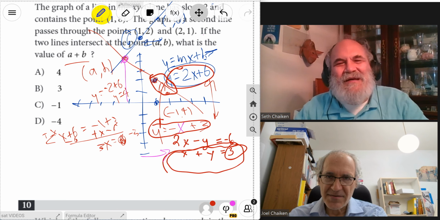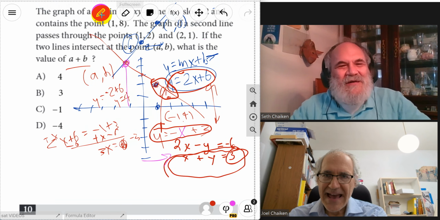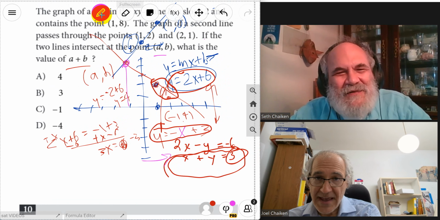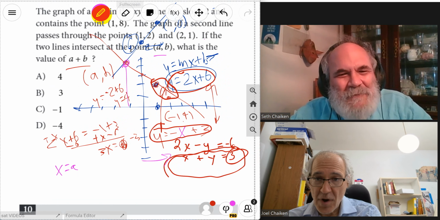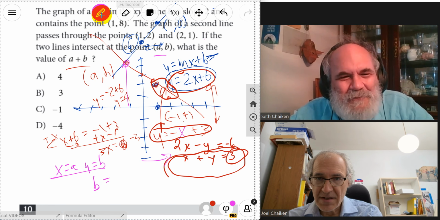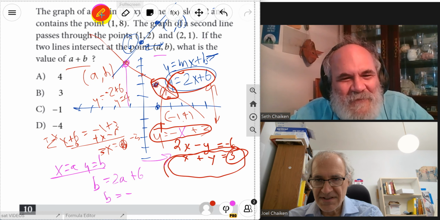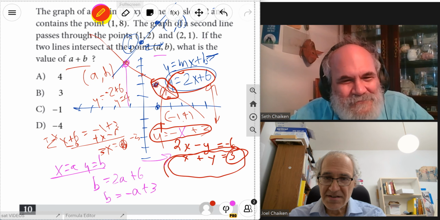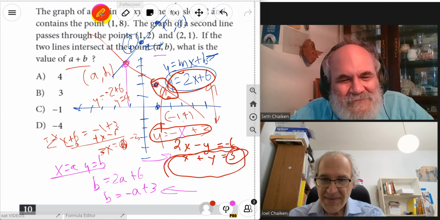I knew that this point (A, B) has to be a solution to the equation. So I put x is A, y is B, and I do what you're supposed to do in algebra: you substitute. Given the first equation, B is equal to 2A plus 6, that's okay. Second equation, B is equal to negative A plus 3. Oh my God. Whoa, look at this. It's staring us in the face.